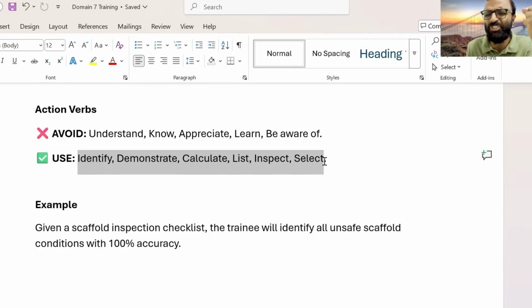Don't by heart, just samjho. There is an action in that. There is a condition in that. There is a performance in that. There is a standard in that. Okay, fine. Moving into the next topic, that is need assessment.